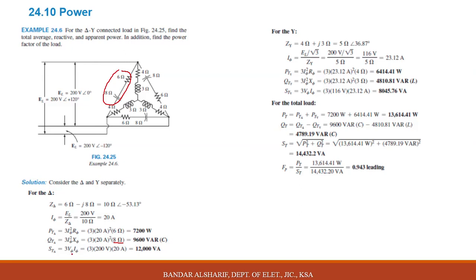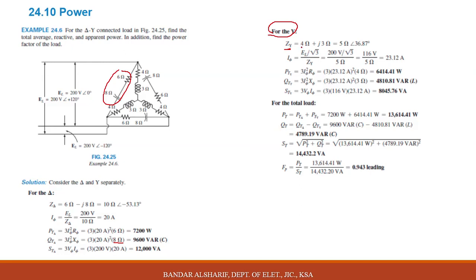The apparent power is 3 by V phase, I phase. This means 3 by 200 by 20. You will get 12,000. Now we will go to the Y part. Similarly, we need to find the impedance in the Y connection. You will add them, 4 plus J3, and you will get 5, angle 36.87.